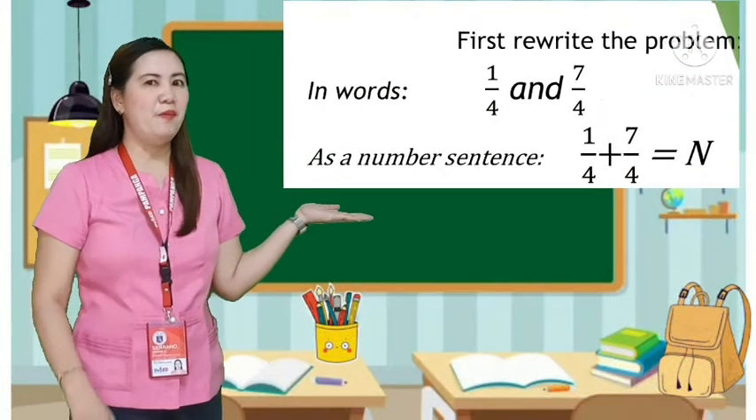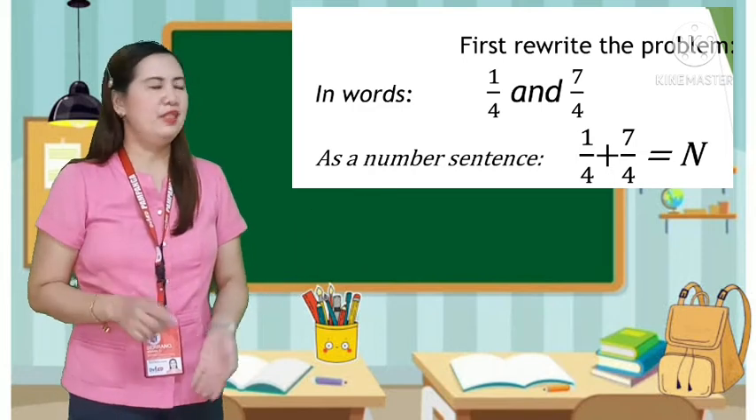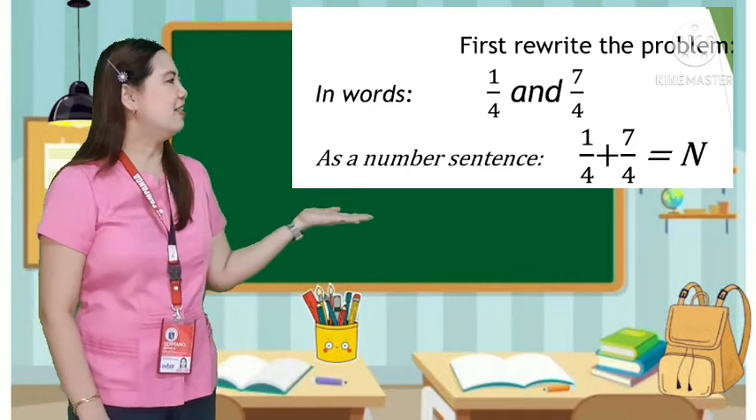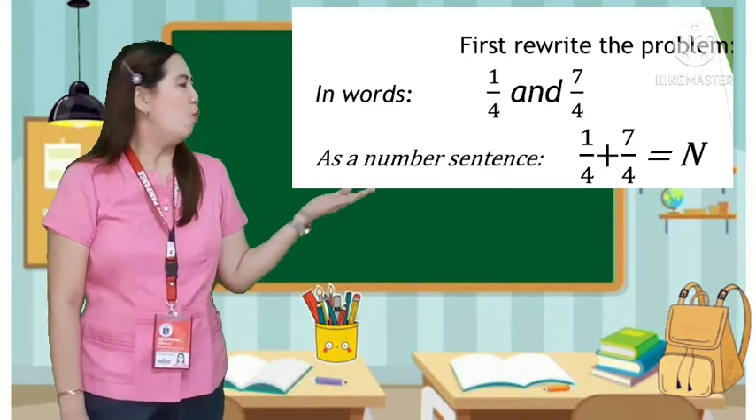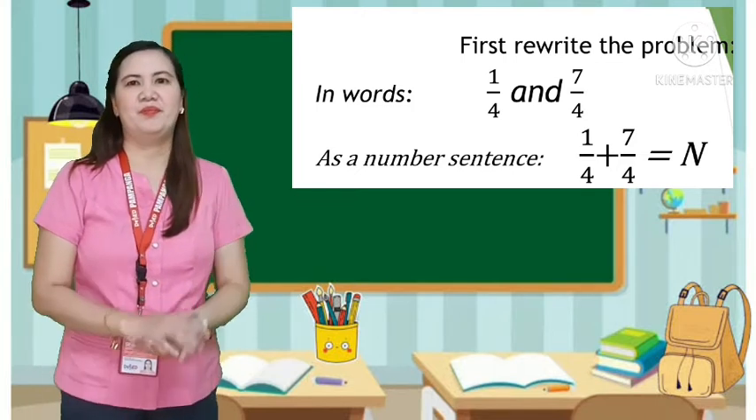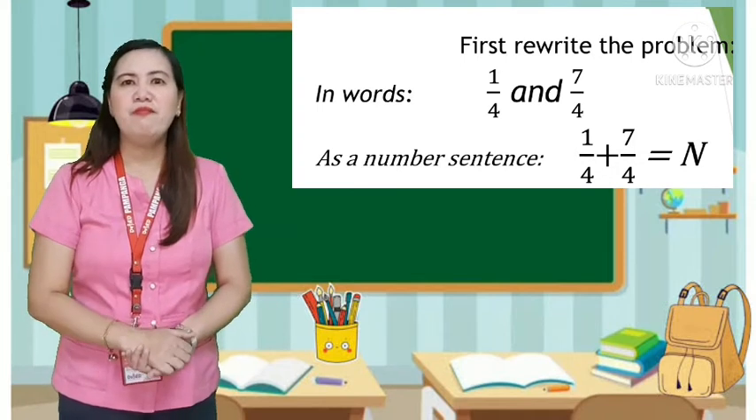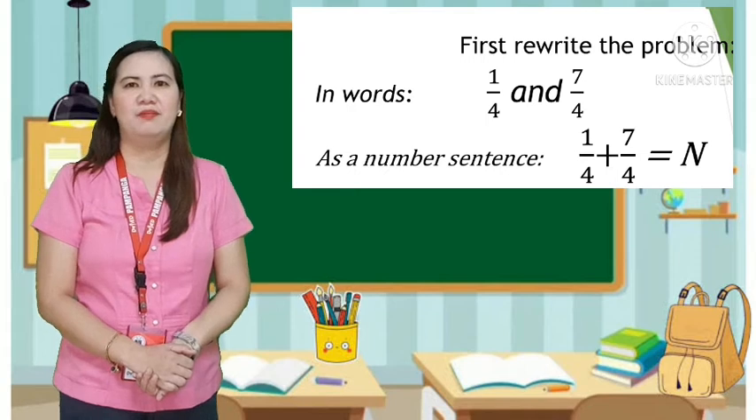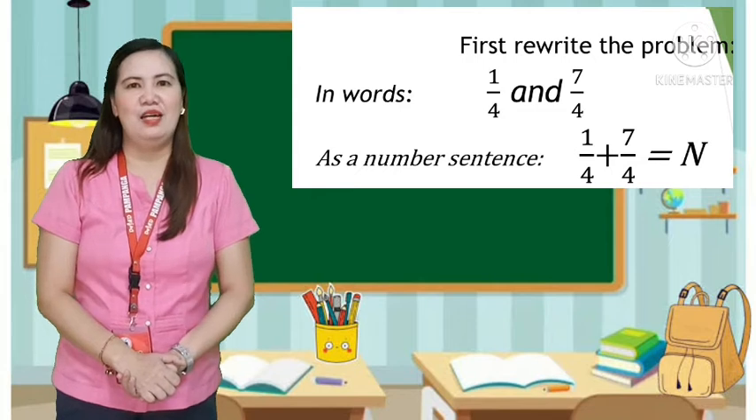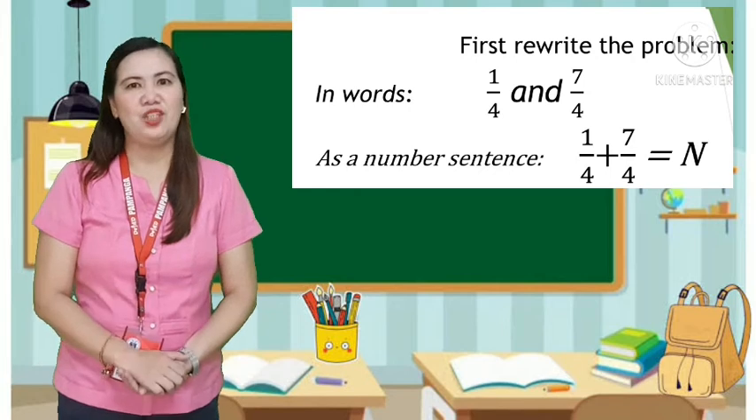First, rewrite the problem. In words, 1/4 and 7/4. As a number sentence, it is written 1/4 plus 7/4 equals n. Now, what have you noticed about the two given fractions? Correct. They have the same denominator. Therefore, they are called similar fractions.